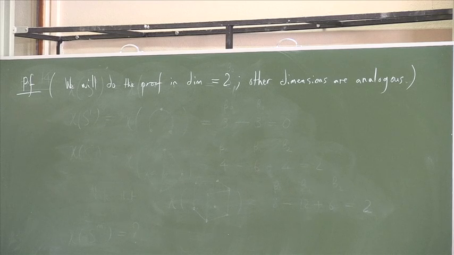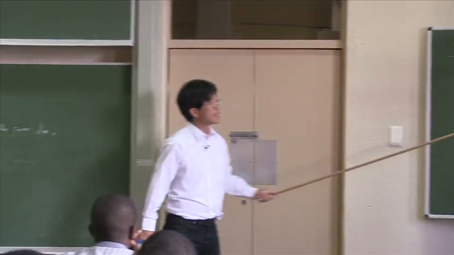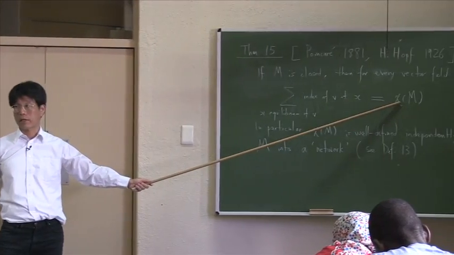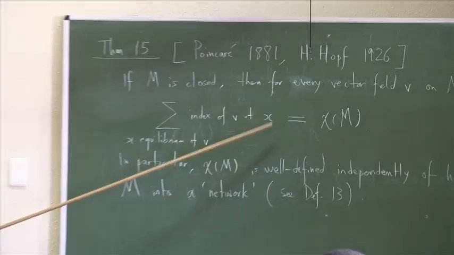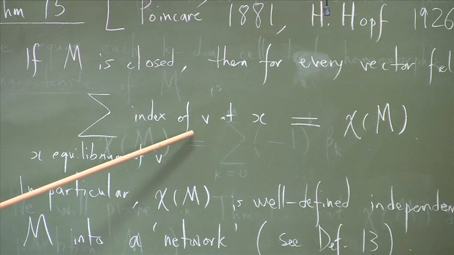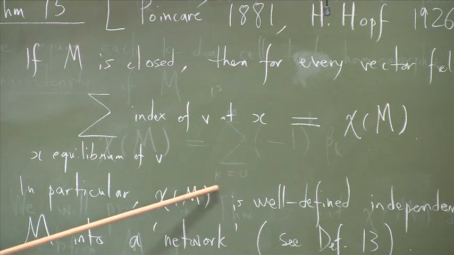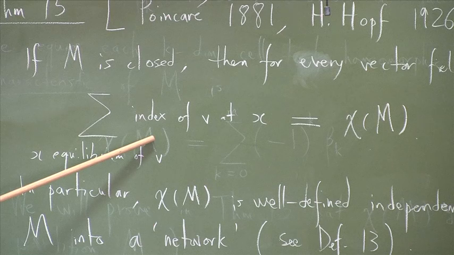How do we do this? First, please remember that when we are calculating the left-hand side, from now on, I shall call left-hand side this number, this sum, right-hand side this number, the Euler characteristic. Please recall that this left-hand side, we already know, does not depend on the choice of V. In other words, we can calculate this left-hand side by choosing any V we like.